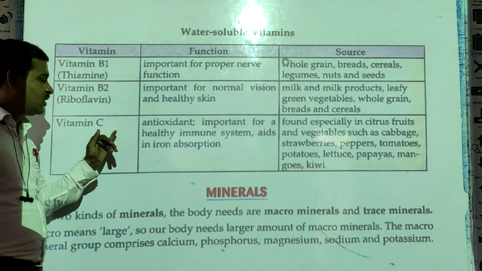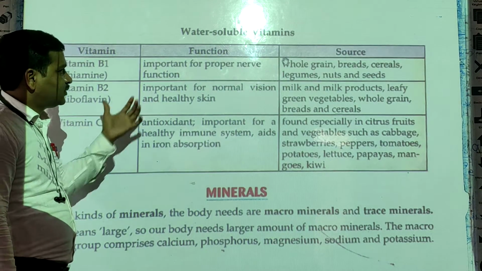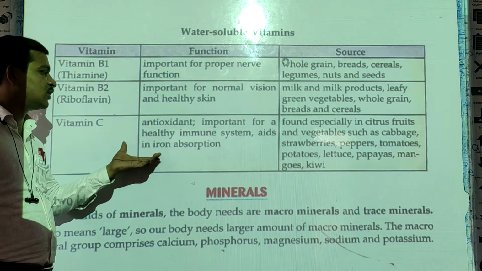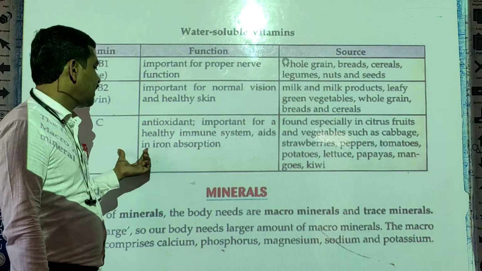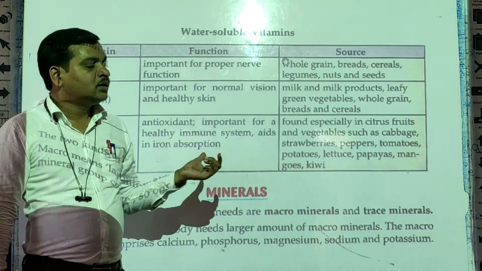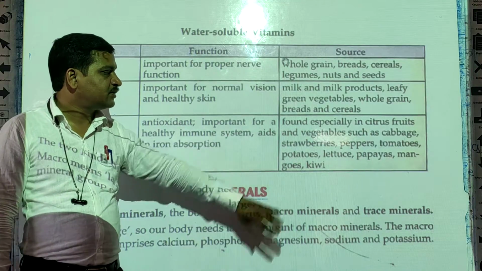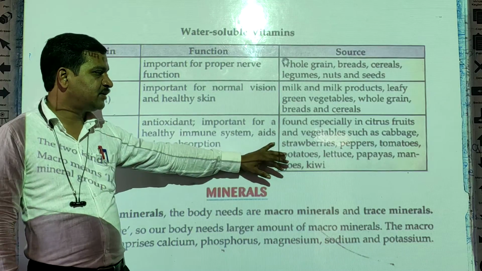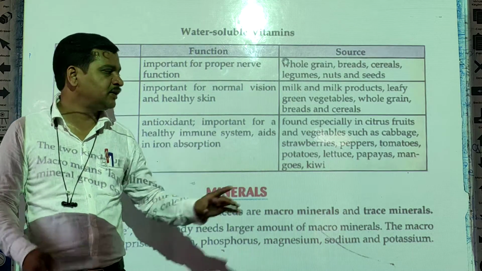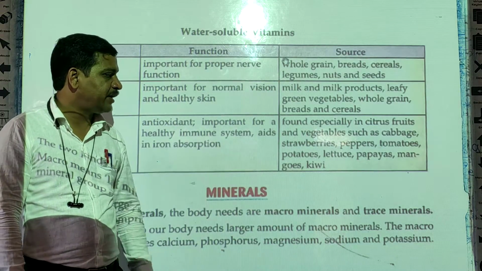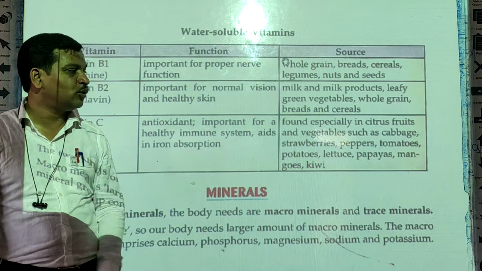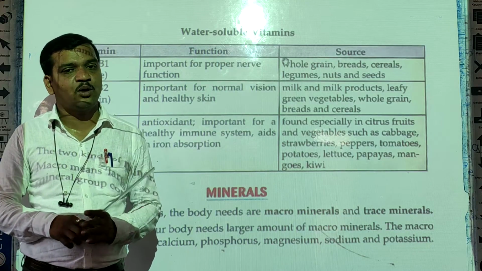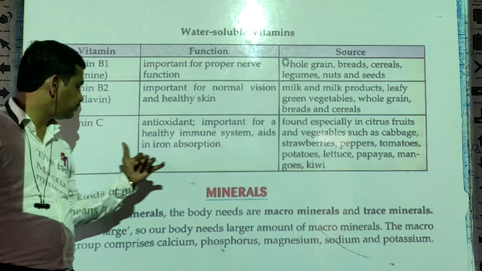Vitamin C. The main function of vitamin C is as an antioxidant, and it is important for a healthy immune system. The sources are especially citrus fruits like lemon and orange, and vegetables and fruits such as cabbage, strawberries, tomatoes, potatoes, papaya and kiwi fruits. These are the sources of vitamin C.